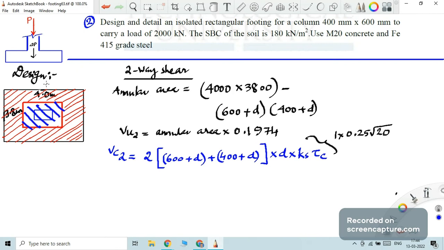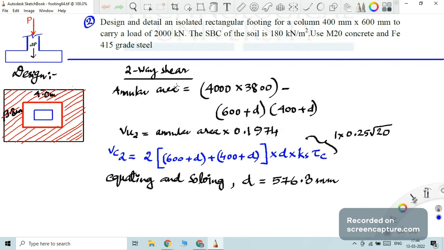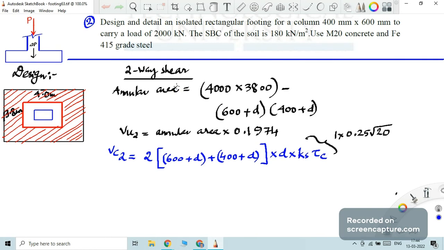It's only the pressure from soil from below that is acting. So the soil pressure from below is 0.1974, you know. Now the annular area is 4 meter by 3.8, so 4000 into 3.8, minus that rectangle.